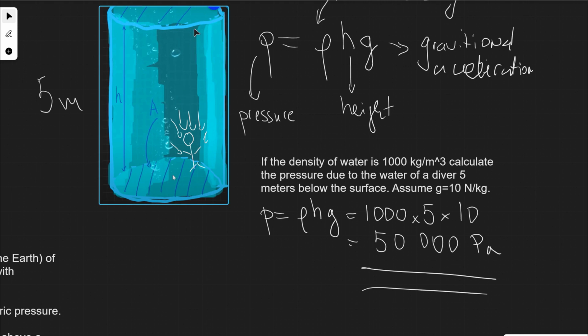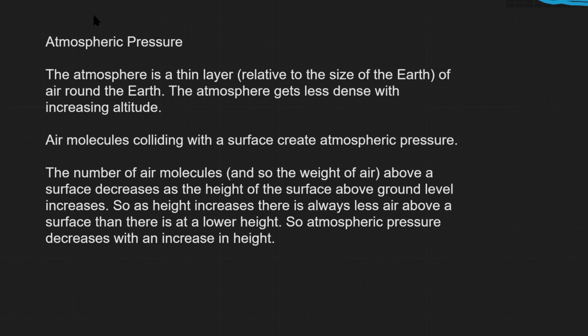Now this immense pressure is due to the weight of the molecules that is directly above the diver. So if there's more water above the diver, if they're lower, then the pressure will increase. And this leads us to the concept of atmospheric pressure. Now, the atmosphere is just a thin layer of air around the planet, relative to the size of the Earth, and the atmosphere gets less dense with increasing altitude.